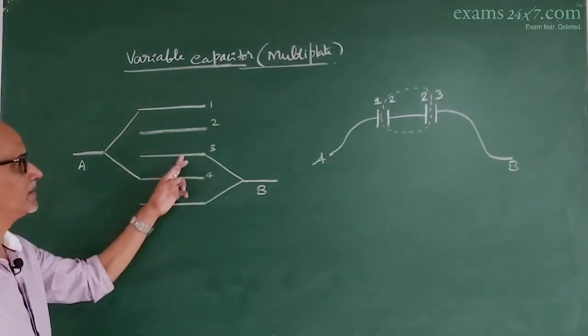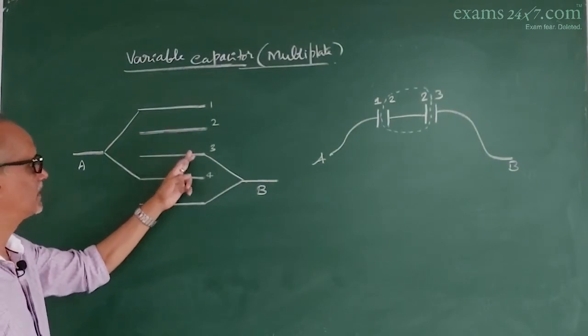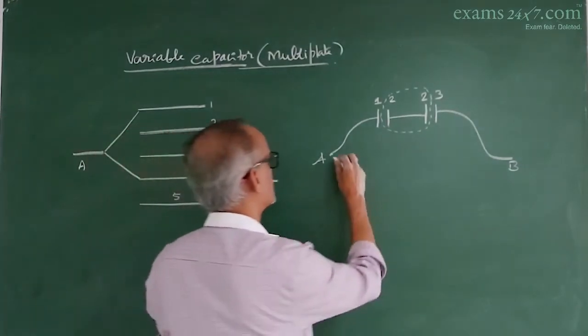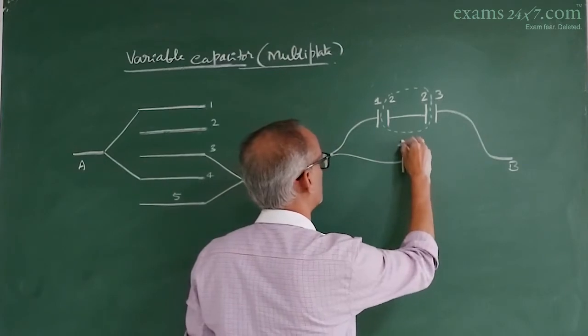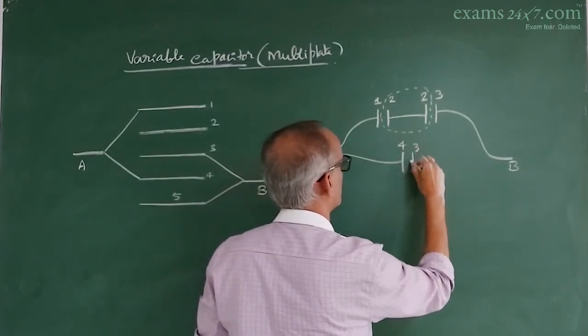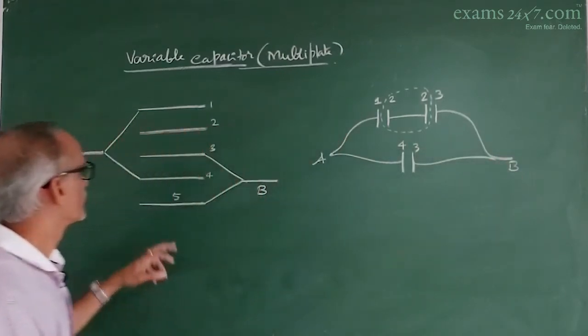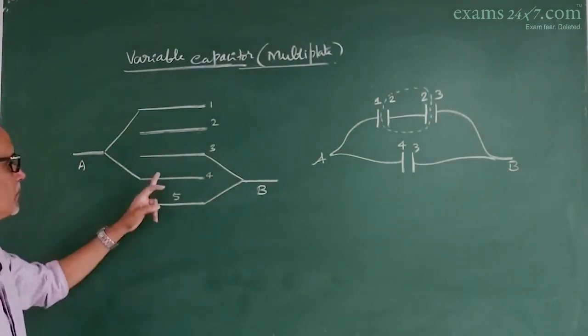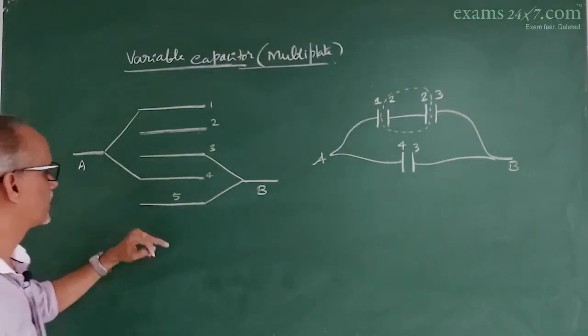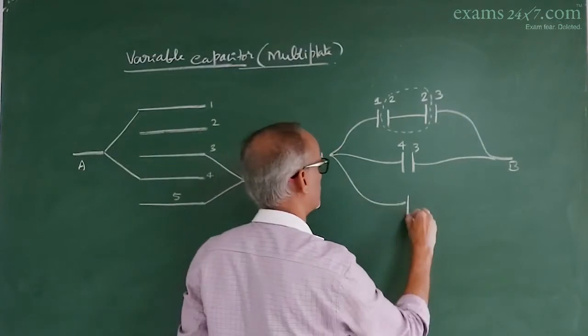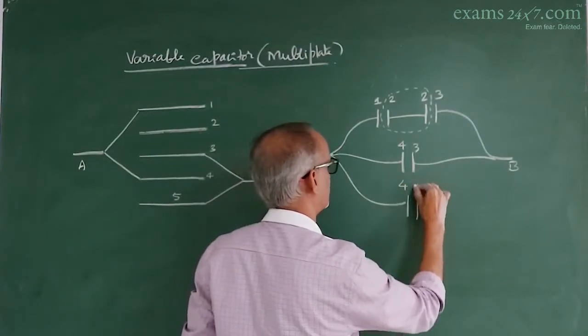Now, 3 forms a capacitor with 2. 3 again forms a capacitor with 4. So, I have to draw 4 with A and 3 with B. 4 with A and 3 with B. 4 again forms a capacitor with 5, 4 and 5. So, again a 4 here and then 5.